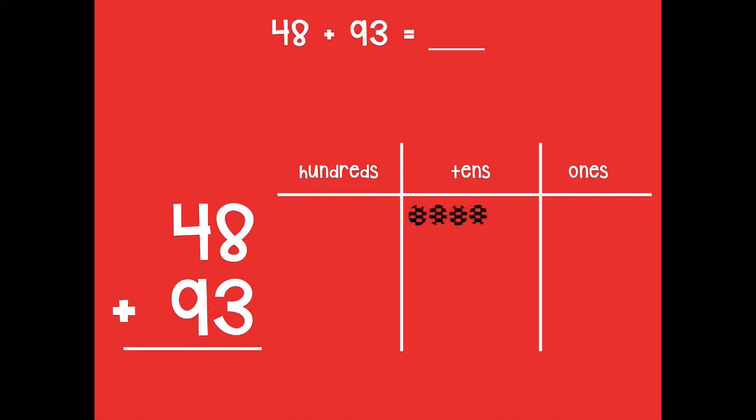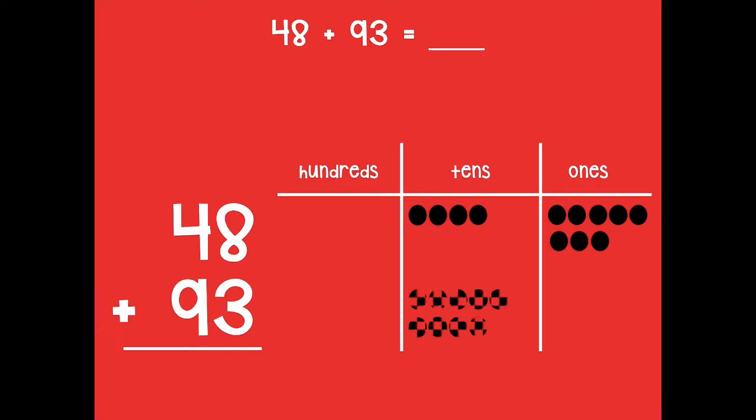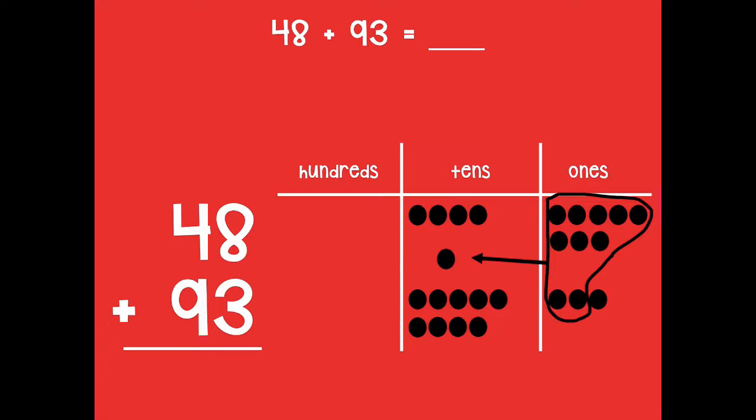So 48 is 4 tens, 8 ones. Then I have 93, which is 9 tens and 3 ones. If I start on my ones place, which we always do, right? That's the place that we have to start when we're adding or subtracting. And I notice right away I can say, oh, that's going to be more than 10. So I know that I can bundle or compose a 10 with 10 ones. So there's my new 10.